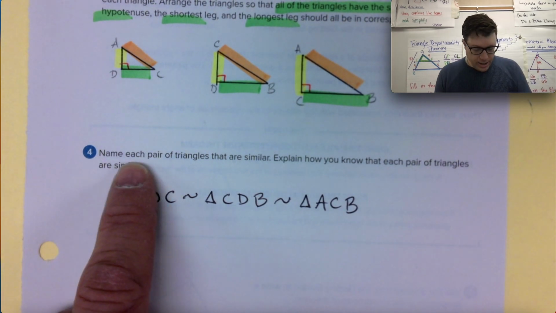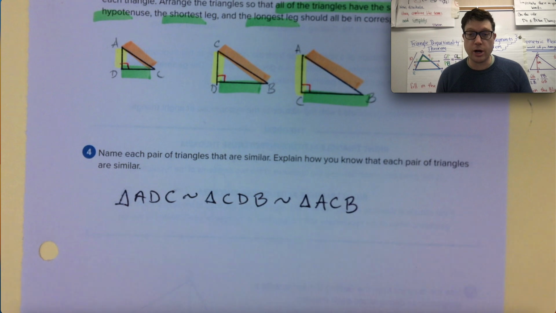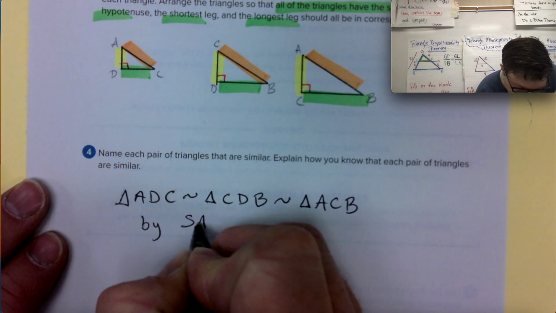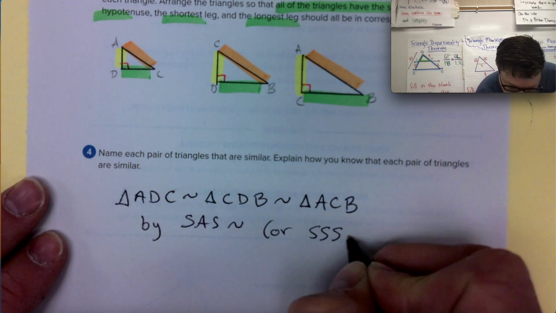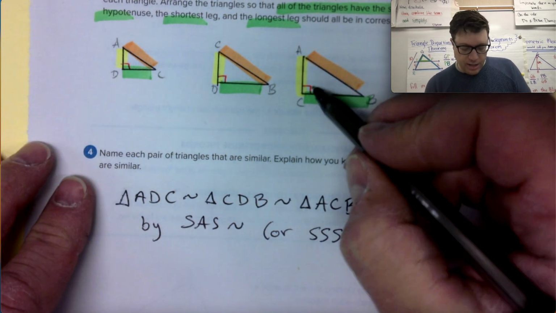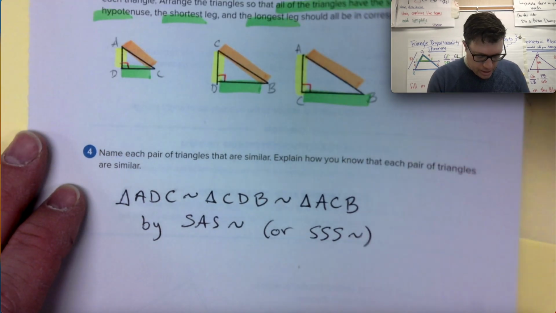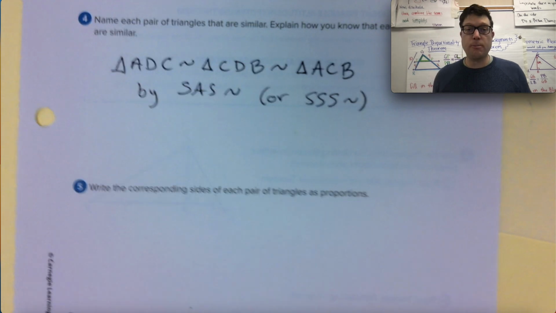The reason for that: each pair of triangles that are similar, they're all similar to each other. And we know that they're all similar to each other by SAS similarity, or even side similarity. I have 3 highlight colors on the sides, or I have the angle, that's a right angle in between them. Now it says write the corresponding sides of each pair of triangles as proportions.